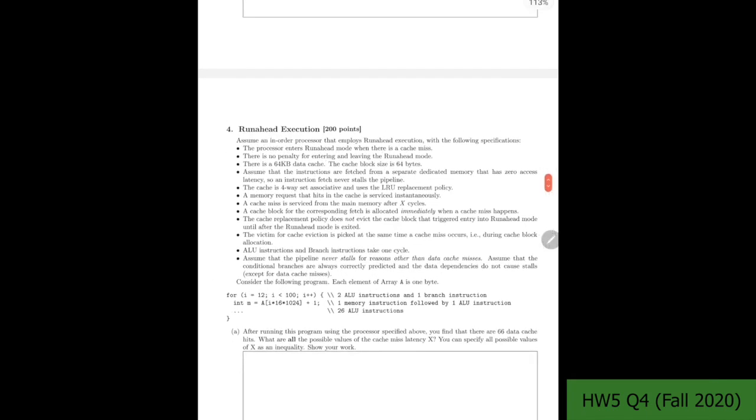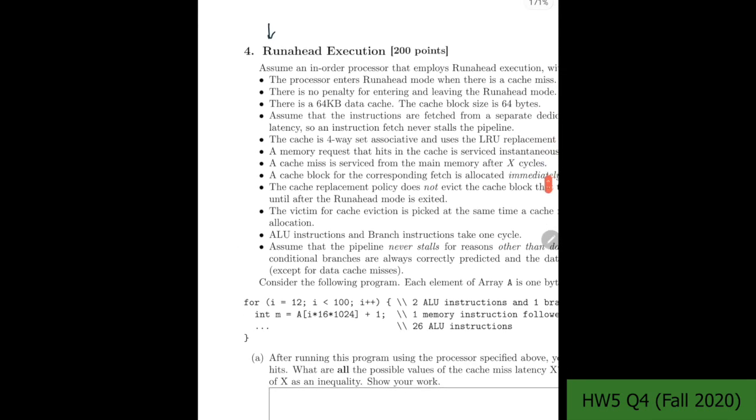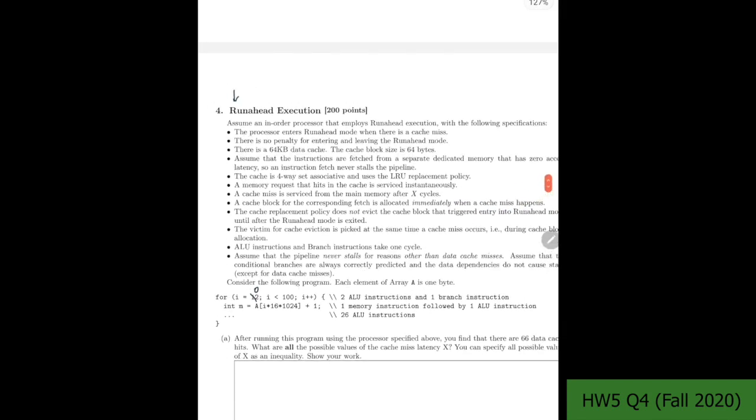Hi everyone, so I'm going to explain to you the exercise from homework 5, which is Runahead execution. To make it clear, there is a mistake in the question. The for loop in the code doesn't start from 12, it starts from 0. So we'll send an email regarding that.